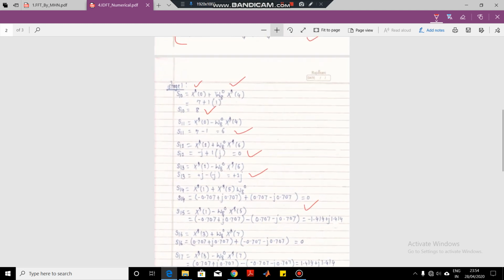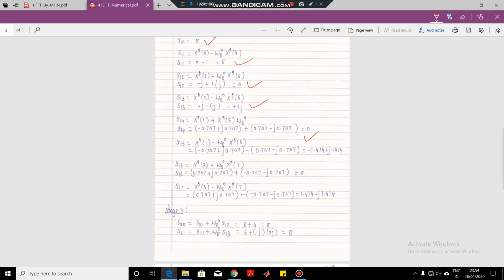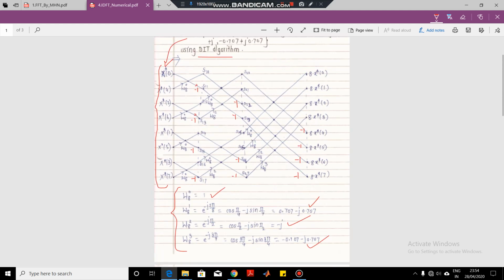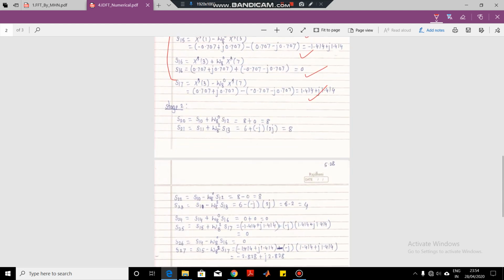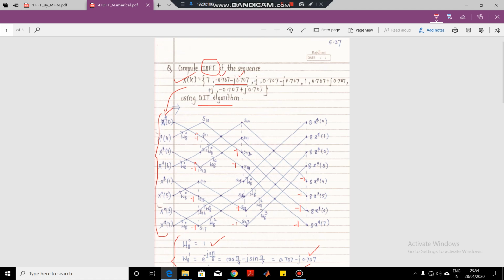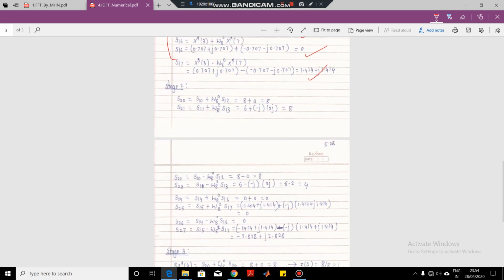Once you get all these outputs of stage 1 in the same fashion, there are 8 inputs here, so for these 8 inputs you will get 8 outputs. All these outputs of the first stage you have to compute. So this is your DIT algorithm. Now after that the stage 2 computation starts. In stage 2, remember, this is the first butterfly. This is the output of the first butterfly, this is the output of the first butterfly, then this is the output of the second butterfly, this is the output of the second butterfly. In this way you have to compute the output.